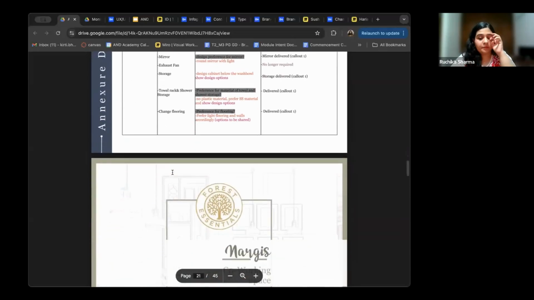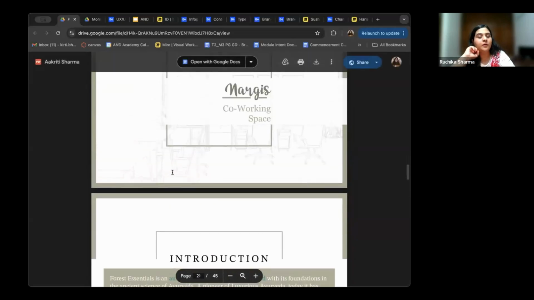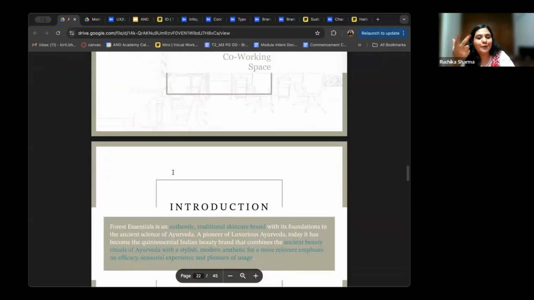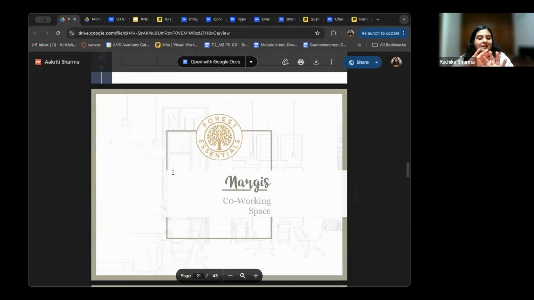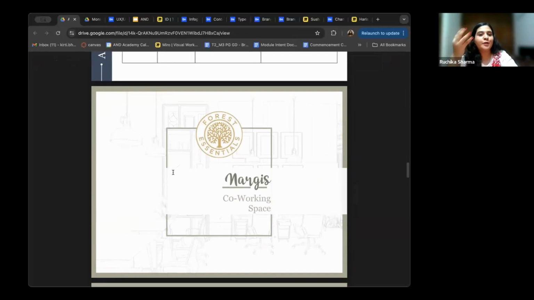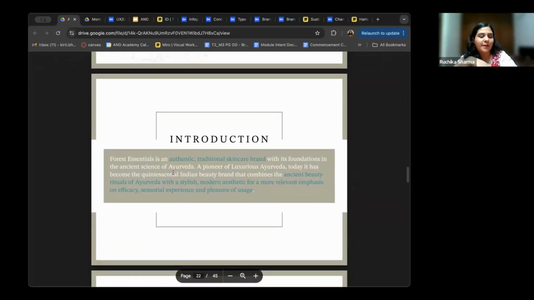We'll have to go lower. Okay, yes. So this commercial project was a co-working space called Nargis. So Nargis is the daffodil flower, if everybody knows. What they wanted to do was take a brand and then convert that brand into a physical space. Or if Forest Essentials were to have a co-working space attached to their boutique stores, what would it look like? So this is an extension of that project.